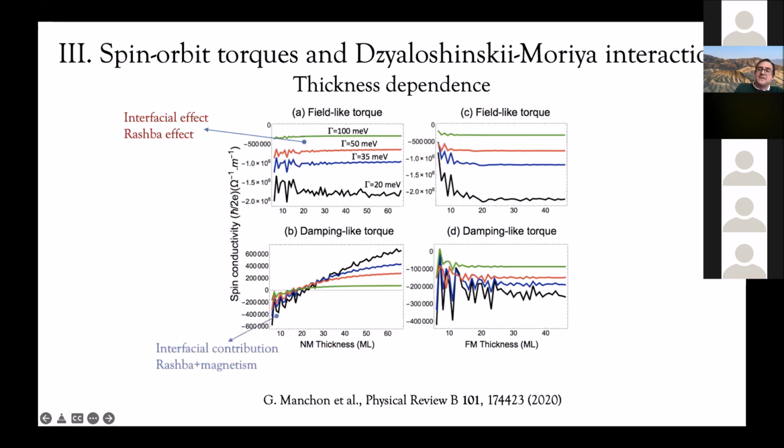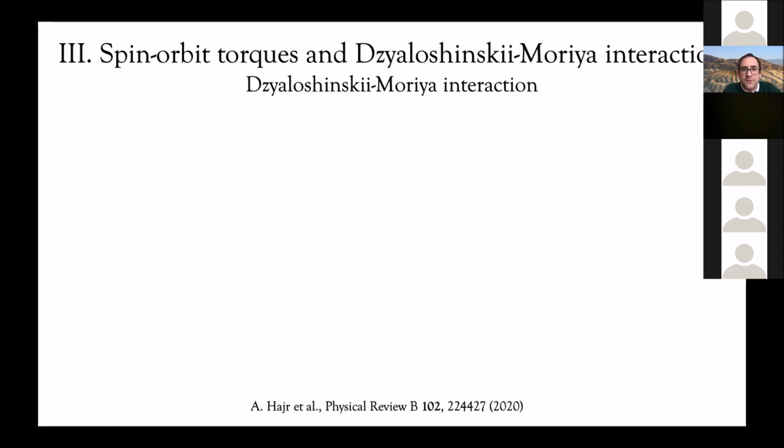Now, the damping torque has a different behavior. If you go to a rather thick heavy metal, then of course you saturate, which makes sense because you have all the matter contributing to your torque. But if you go for very small thicknesses, then you actually even have a change of sign, which I think is quite specific to this particular model. But most importantly, for very thin layers, you still have a damping torque. It's not very large, but it's actually still here. And this is really coming from the interfacial contribution of Rashba plus magnetism. So that's an important element that we can learn from this kind of calculation.